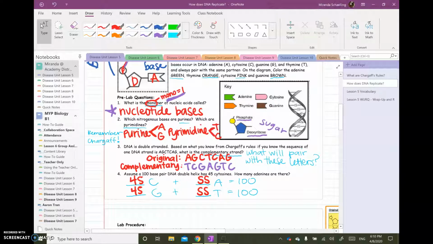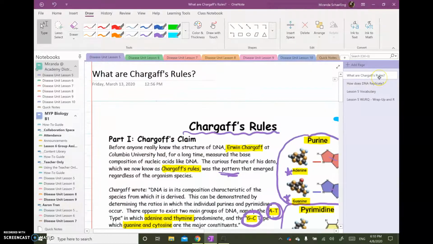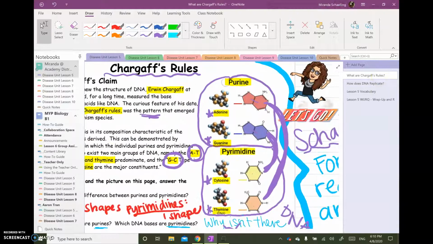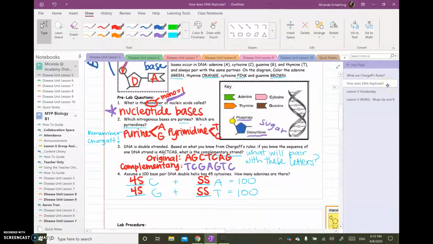All right, then it says which nitrogenous bases are purines and which are pyrimidines. If you don't remember from before, you can go back to Chargaff's rules and look at this picture. We know A and G are purines and C and T are pyrimidines. Then it says DNA is double-stranded, based on what we remember from Chargaff's rules.